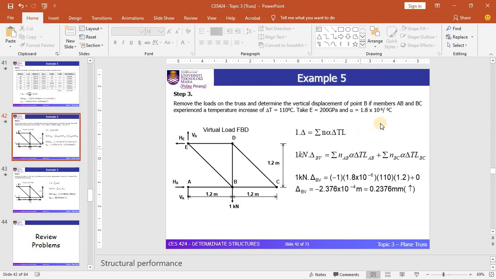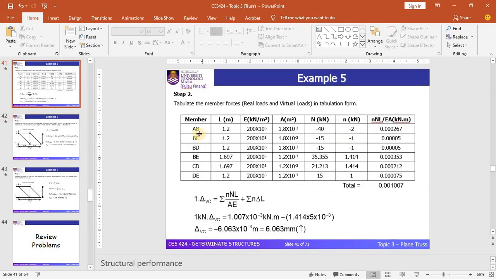Okay, since member AB and member BC are the only members affected by the temperature increase, in the solution you can see that they have two terms. At this stage we simply substitute the values of n, alpha, delta T and L. So NAB and NBC can be obtained from this table, where NAB is equal to -2. NBC is equal to -1.